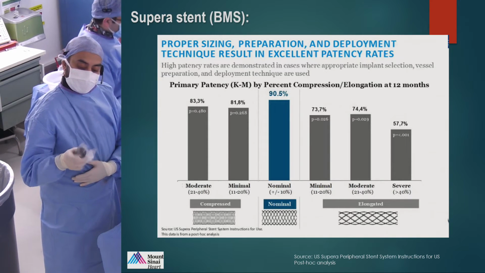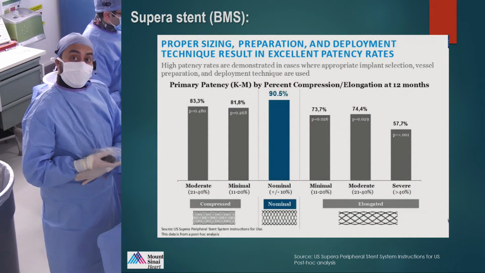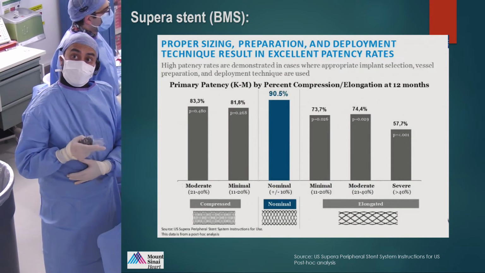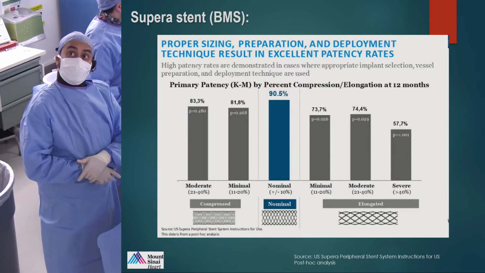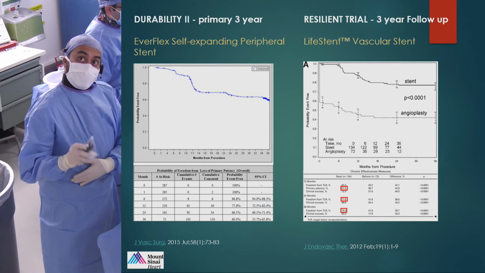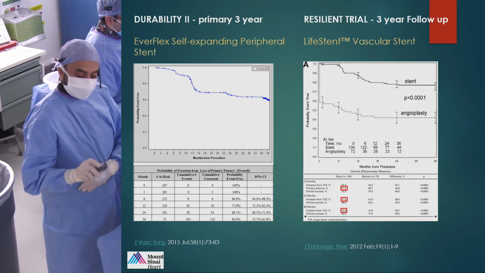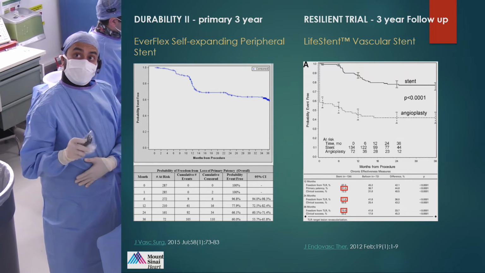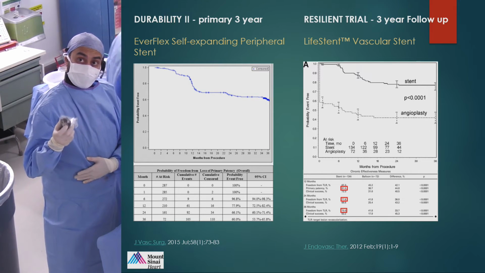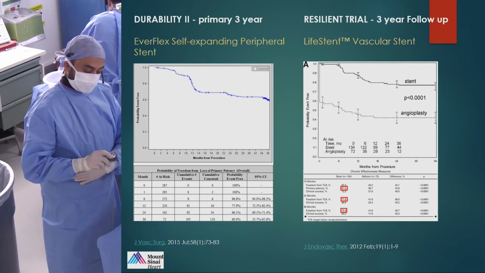Now, in this slide, I would like to mention two important points about the Supera stent. Number one, we need an excellent vessel prep and a good compression to elongation ratio. This is important for achieving excellent patency rates. And lastly, the other two stents available in the market that utilize traditional nitinol are the Everflex and the LifeStent. Both of them have comparable and excellent patency rates out to three years.